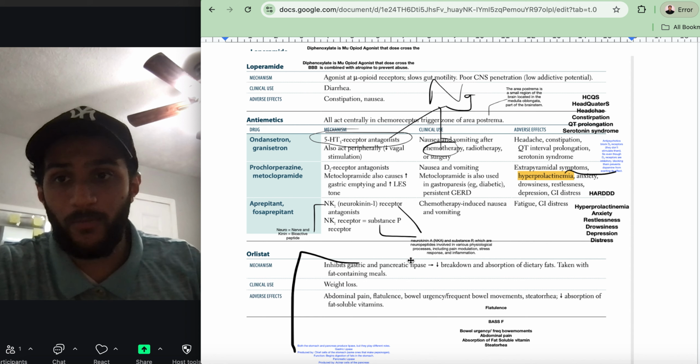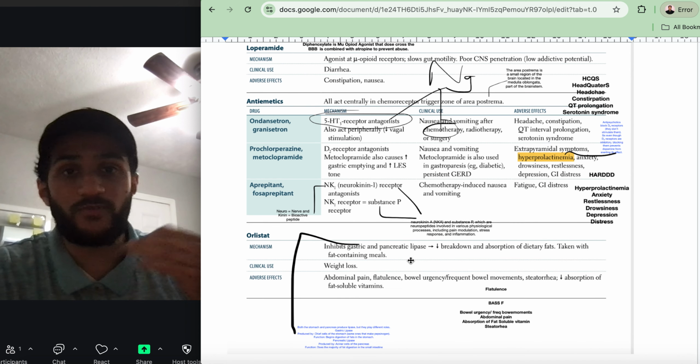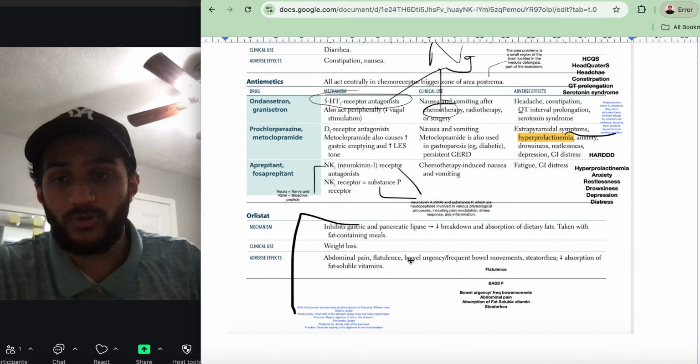We can see loperamide is a mu receptor agonist. This is going to be used for diarrhea, and this can possibly cause some constipation.